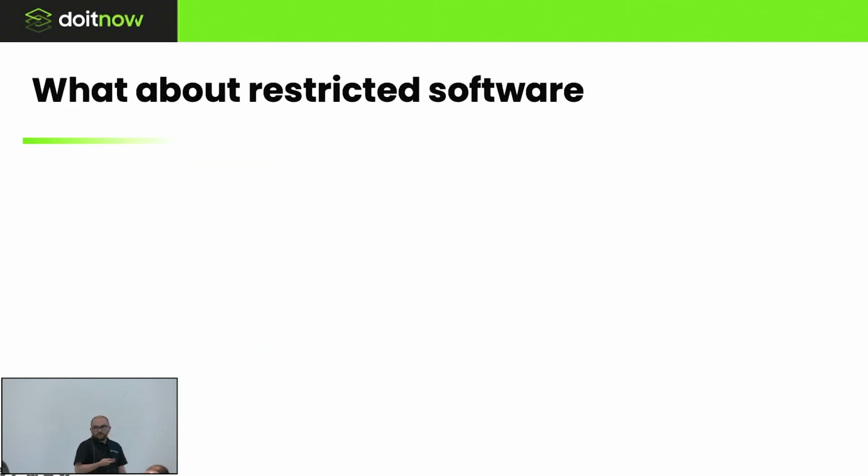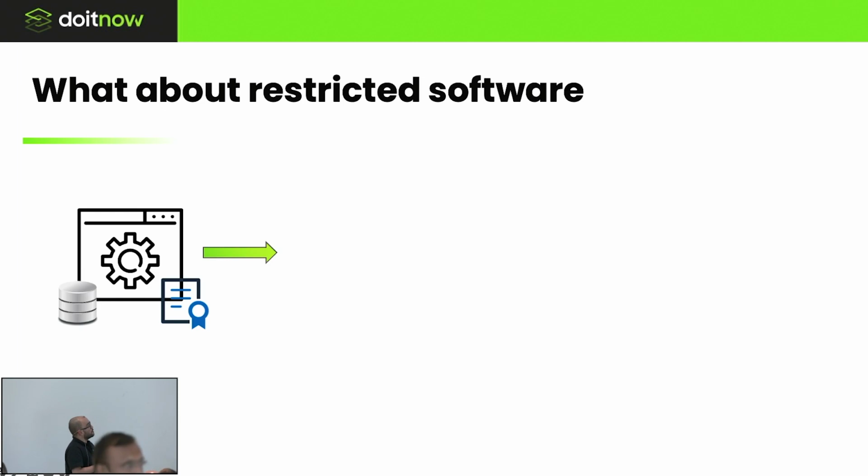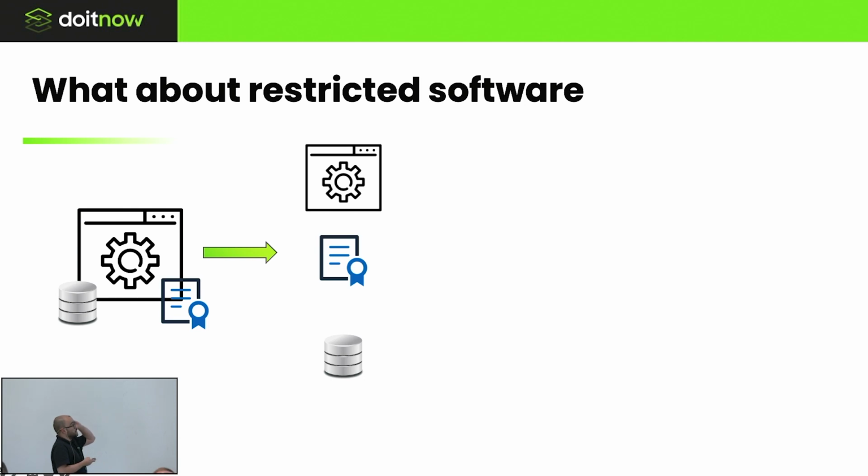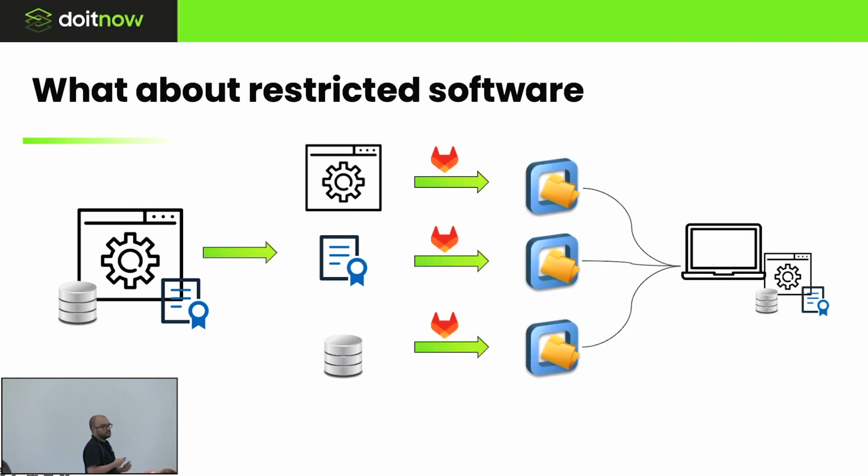What about the restricted software? Restricted software commonly has, and this is an example of it, 3 main components: the software itself, the license file, if it's needed, and the database. So what we do is split it into 3 pieces. In such a way, we put it in a CVMFS folder, and then the user connects to the CVMFS client and pulls the information there. So at the end, the user has a complete set of the application plus databases plus licenses.